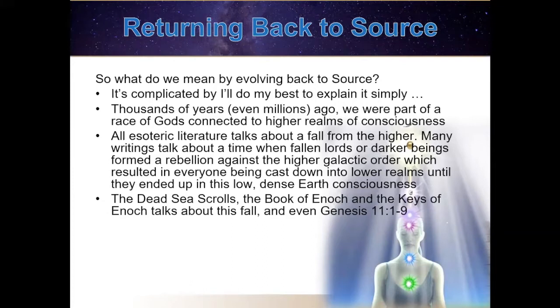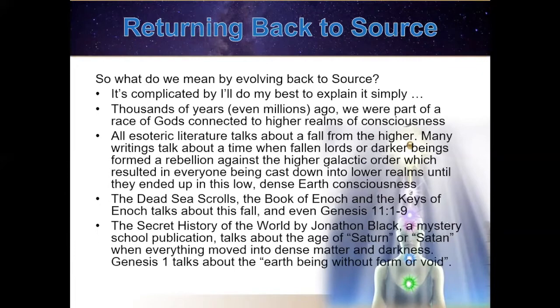Sources like the Dead Sea Scrolls, the Book of Enoch, and the Keys of Enoch talk about this fall, and even Genesis 11, verses 1-9. So certain parts of the Bible talk about it too. The Secret History of the World by Jonathan Black, a mystery school publication, talks about the age of Saturn or Satan, when everything moved into dense matter and darkness. Genesis 1 talks about the earth being without form or void. So that's talking about the age of Satan, when earth was without form or void.